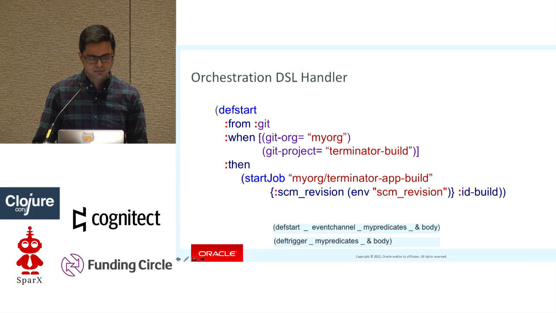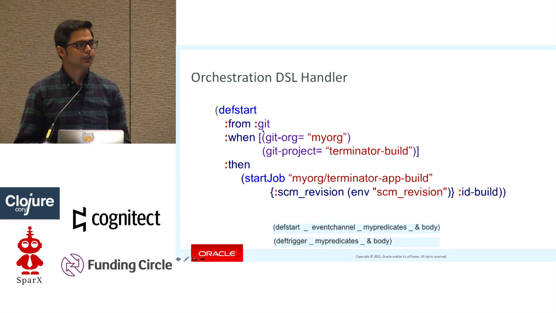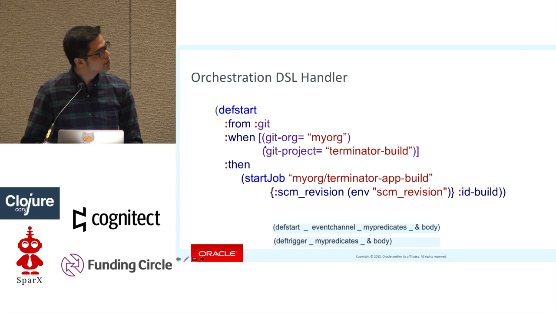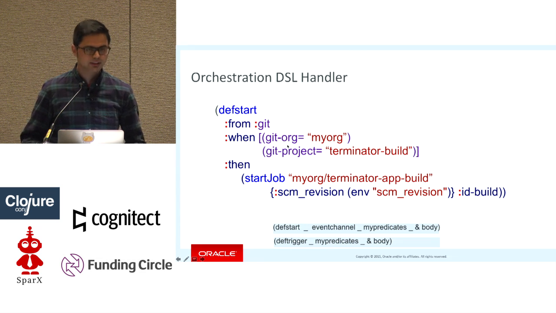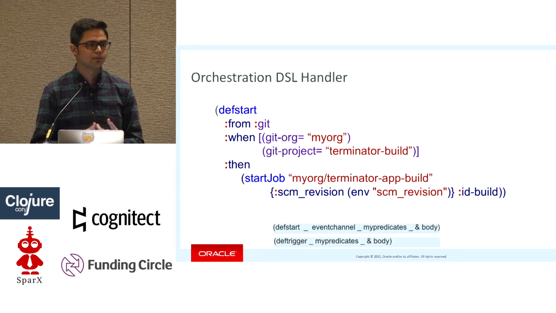If you look at the from, the first element, the from defines the event channel. In this case, it's a channel called Git. It corresponds to a named core.async channel called Git. So an event comes in, and then the second element is the list of predicates. The list that you see here is two different DSL predicate functions. The first one is checking, if I just say it in words, whether the organization for that GitHub repository on the central Git repo is my org. And the second is checking whether the project in that SCM event is for a Git project called Terminator build, right?